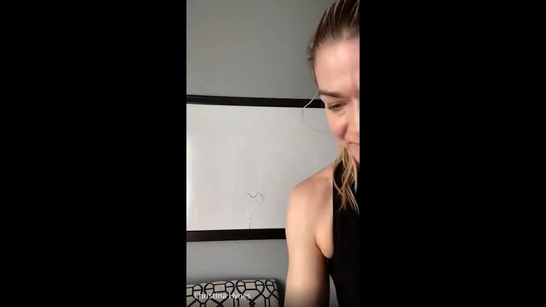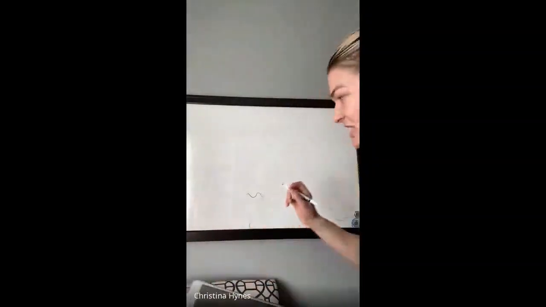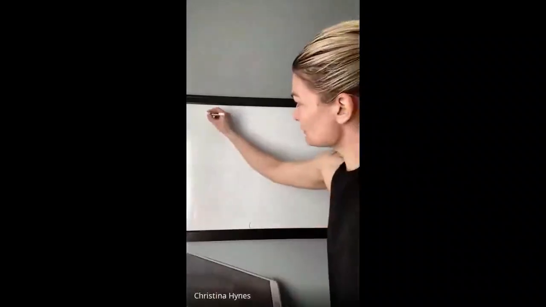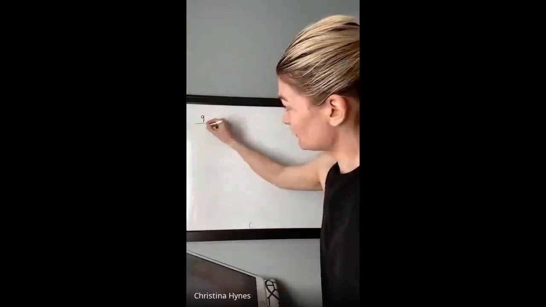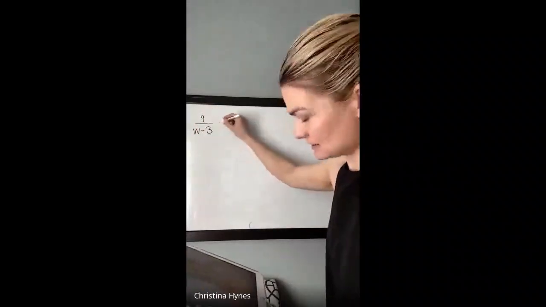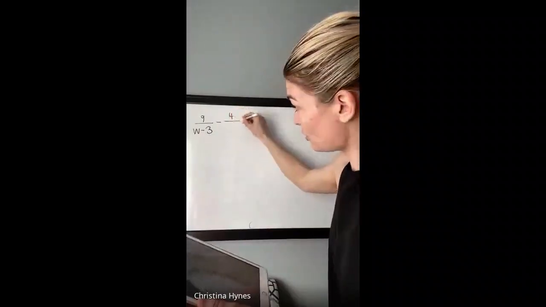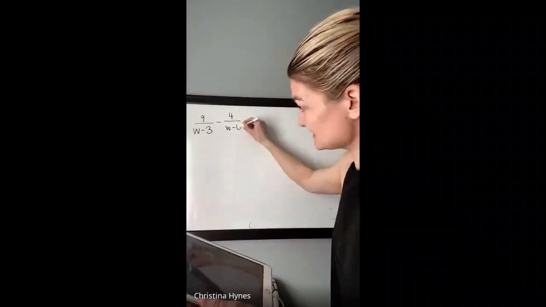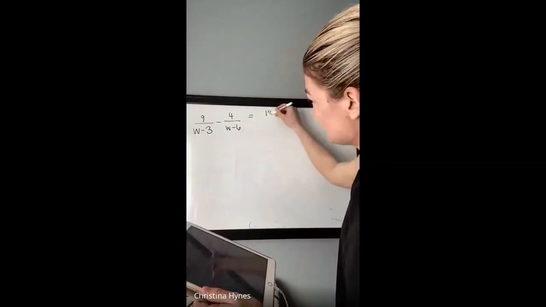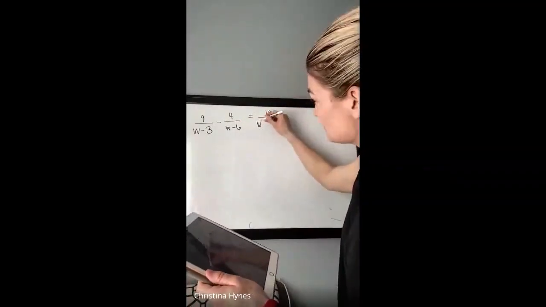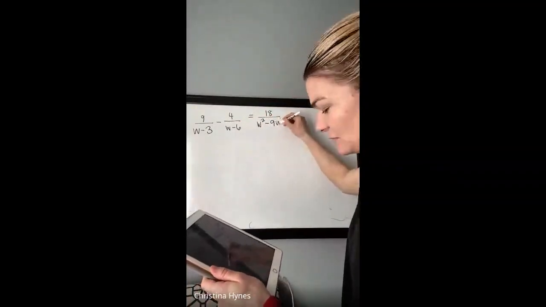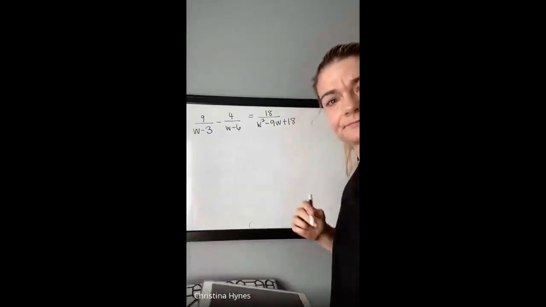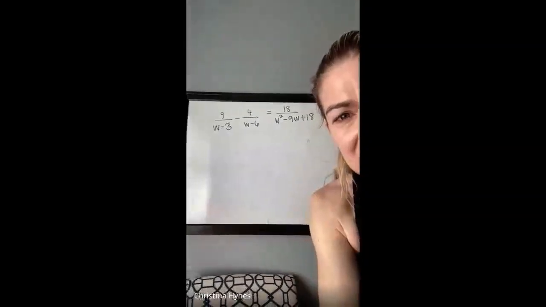Okay, so we're going to do this one. This one's a solving one. Again, let me know if it's unclear. Just go in the chat and let me know. So we have 9 over w minus 3 minus 4 over w minus 6 equals 18 over w squared minus 9w plus 18. Can you guys see that clearly?